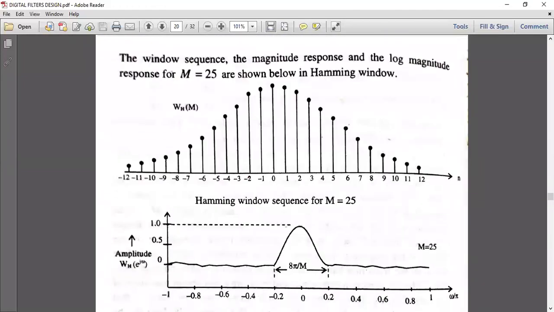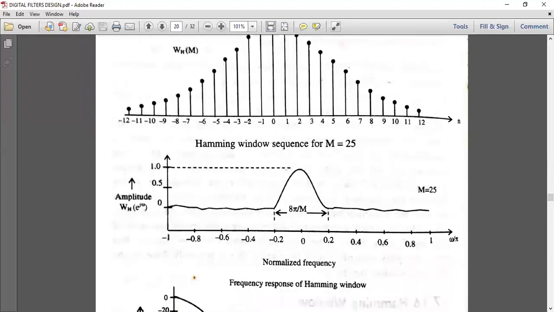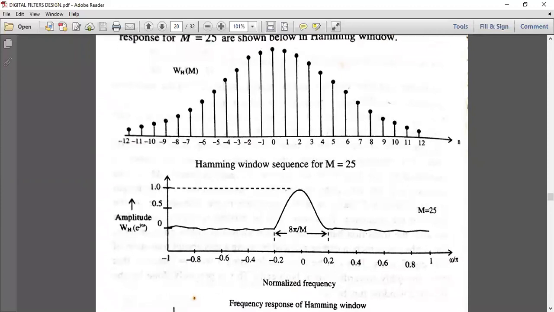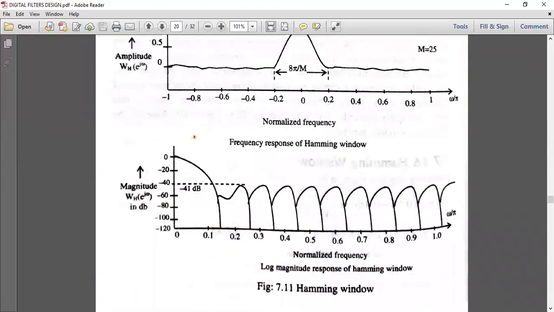Now, for M equal to 25, if the length of the digital FIR filter is 25, then the window sequence of the Hamming window for M equal to 25 will be like this, you see. And below the window sequence, you have the frequency response of the Hamming window. This is the diagram for the frequency response, and again the log magnitude response of the Hamming window. Okay, so these are the three diagrams. You just have to know them.